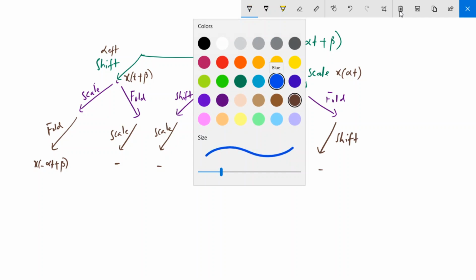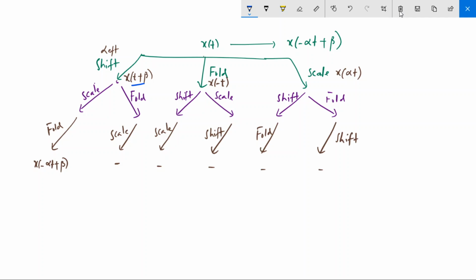Now after this, you have got a shifted signal, a folded signal, and a scaled signal here. After a left shift by beta, if you fold it, you will get x of minus t plus beta at this point. And then you scale it, and in the scaling operation, what happens? So this you must keep in mind.